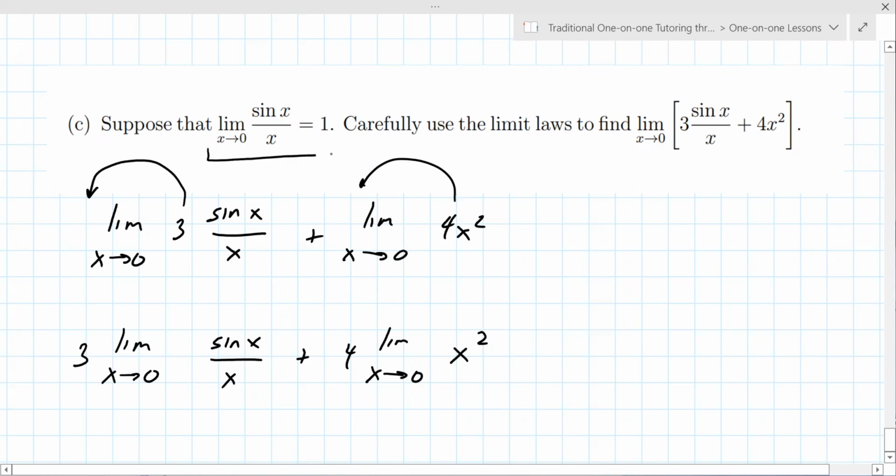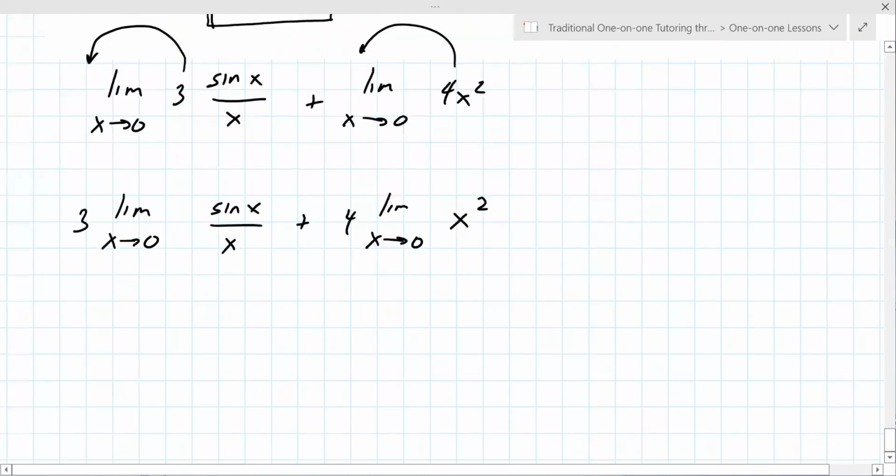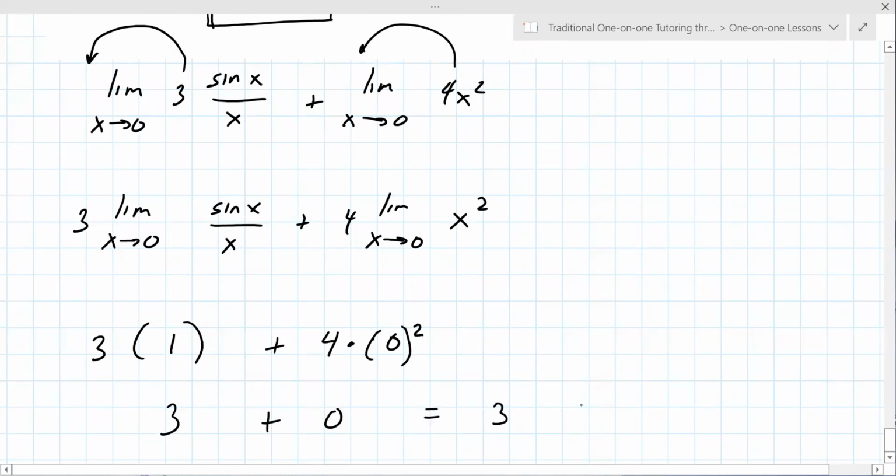So now you're trying to get to this. You're trying to get somewhere where you can use the fact that sine x over x is 1. And that's when you're allowed to say, okay, that's 1. And then when x approaches 0, you're plugging 0 in for x. So 0 squared, like that. And then you get 3 plus 0, which is 3.